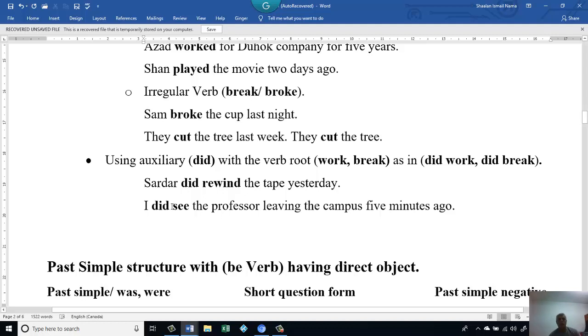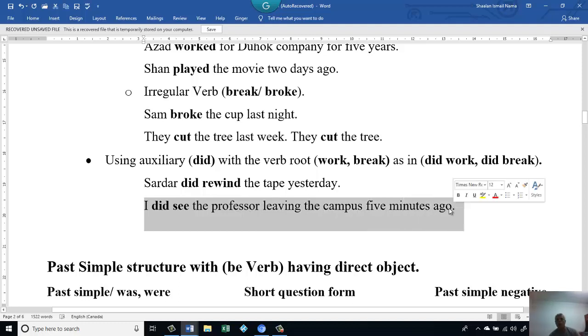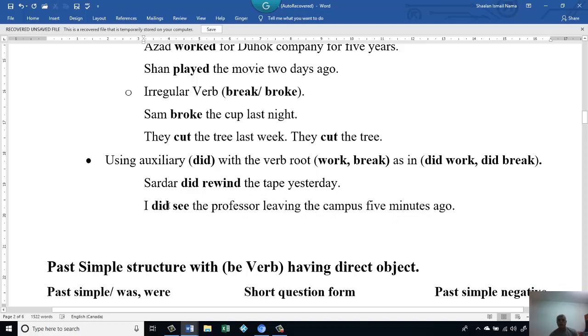For example, let's say the second sentence is: I did see the professor leaving the campus 5 minutes ago. Here I know definitely this has happened in the past because I have two reasons. Here I have did, and the second thing is I have ago. It means this action, seeing that person, was 5 minutes ago, meaning before now. And then we have the verb see as the root of the verb here, because I have did.